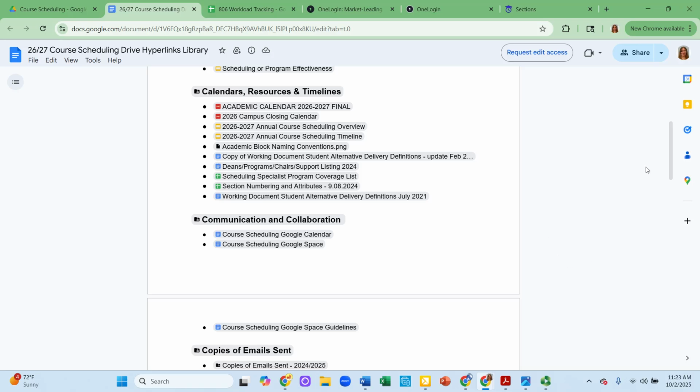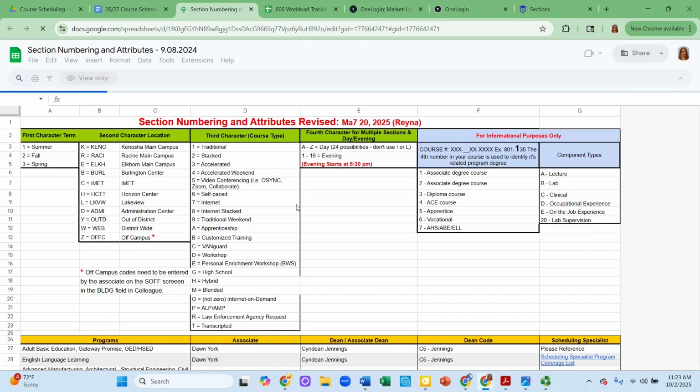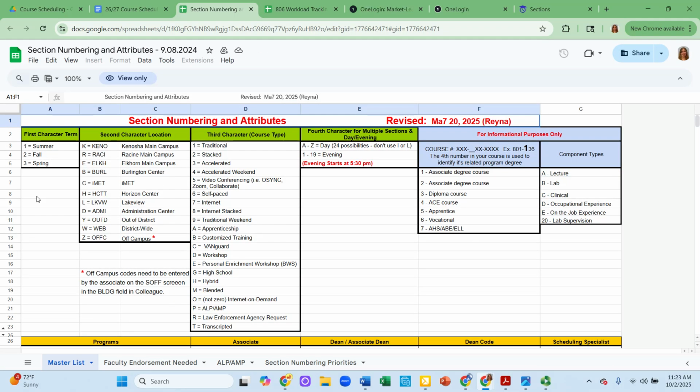The first one is up here. Themes. Here we go. Section numbering and attributes. So if we look at this, we can see how the section would be laid out. So we would do 806, which is for science, and then it would be the course number. So if I'm talking about like a general EMP course, it would be 177. And then the last 4 digits are dependent on this grid here. So whether it's summer, fall, or spring, if we're scheduling for summer, it would be 1. Then you would put the location based on here.